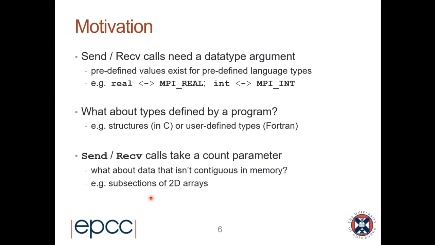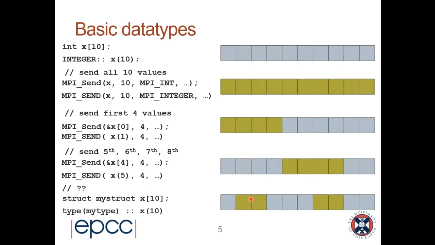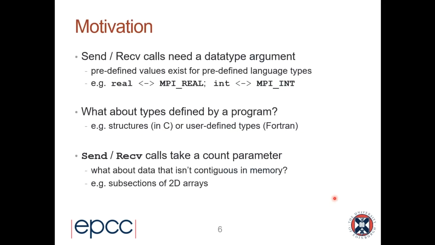So the motivation is the send and receive calls need a data type argument. We have predefined values for the predefined language types. But what about types defined by a program, structures in C or user-defined types in Fortran? And the other thing is that the send receive calls take a count parameter. What about data that isn't contiguous in memory? Now you might say, why would anyone ever want to send this data here? Well, it turns out that that corresponds exactly to subsections of 2D arrays, or in general, n-dimensional subsections of n-dimensional arrays. But for illustration here, I'm going to do 2D arrays because they're simpler to draw.